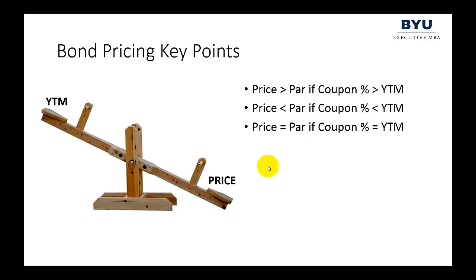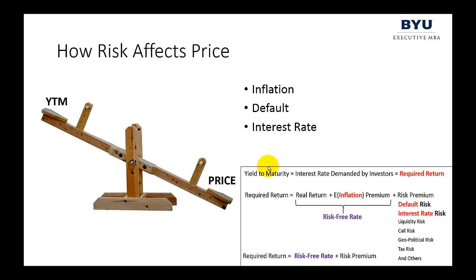Above all else, you must remember that there is an inverse relationship between yield to maturity and bond price. You need to remember that when the yield to maturity is below the coupon rate, that's an attractive bond and its price will be above its par value. However, if the coupon rate is below the yield to maturity, that's not an attractive bond. It will have to sell at a discount. Its price will be less than par value. And if the coupon rate equals the yield to maturity, the price will equal par value.